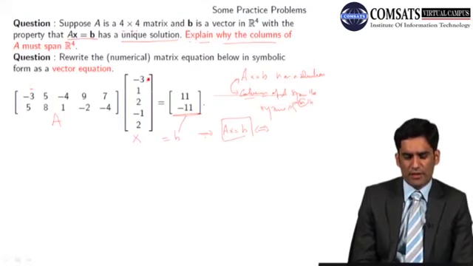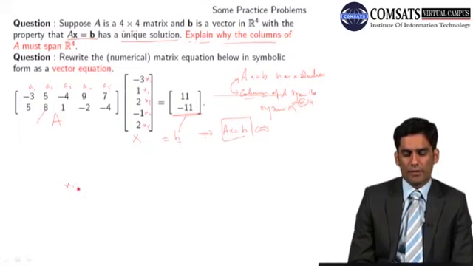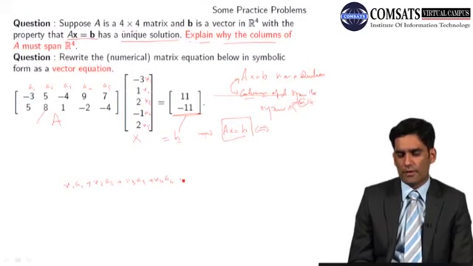If I call the entries of this vector x1, x2, x3, x4 and x5, and this column vector B, so if I make my columns as A1, A2, A3, A4 and A5, then my required symbolic vector equation will be x1 A1 plus x2 A2 plus x3 A3 plus x4 A4 plus x5 A5 equals B.